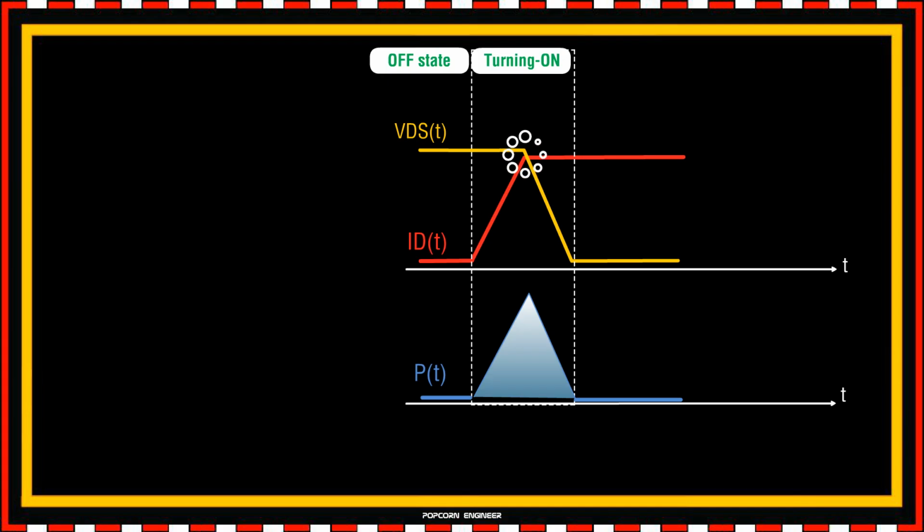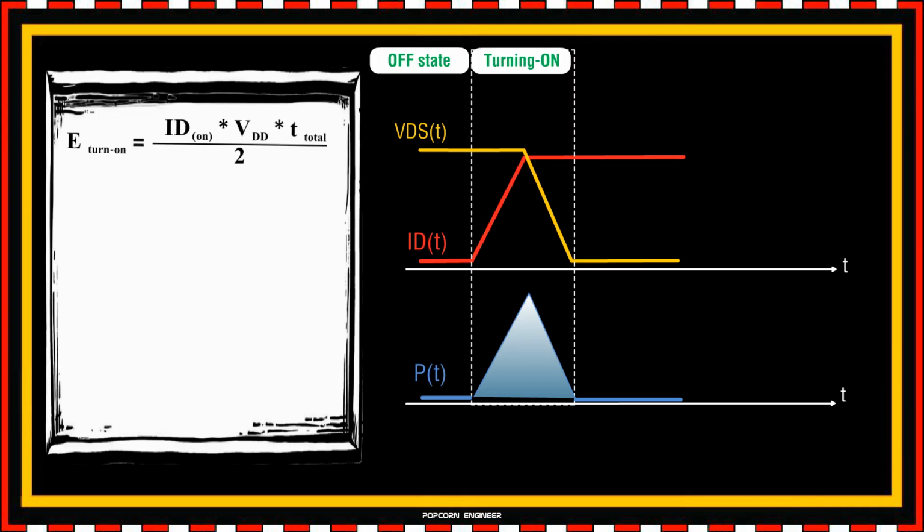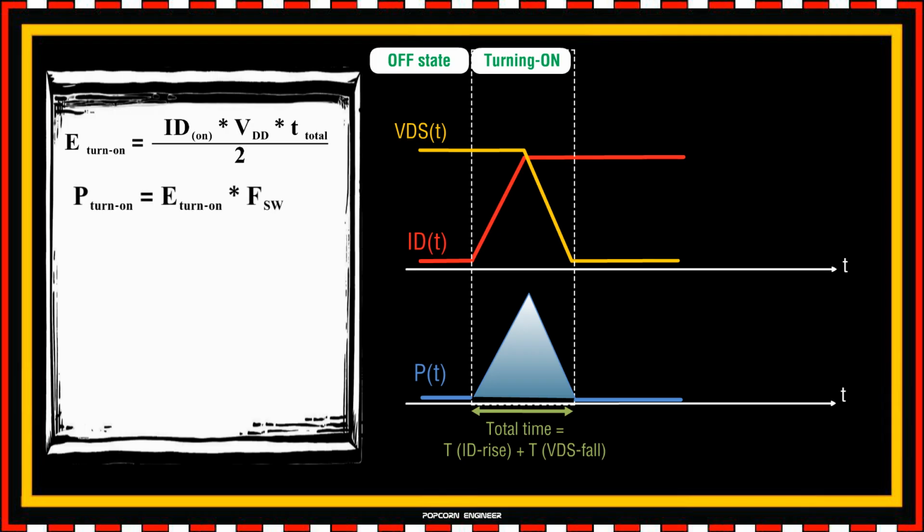During this transition, power is dissipated, as shown here in blue, which creates an energy spike. Look at this triangular spike. The area under the triangle represents the energy dissipated during turn on. This triangle is formed by the rising current curve and the falling voltage curve. This energy can then be calculated as ID on times VDD times the total time of the transition divided by 2. The total time is the time it takes for the current to rise plus the time it takes for the voltage to fall. Well, the E turn on, the calculated energy here, is not yet the turn on power loss. To get the turn on power losses, you need to multiply this energy by the switching frequency, as this determines how many times per second there will be turn on energy dissipation.